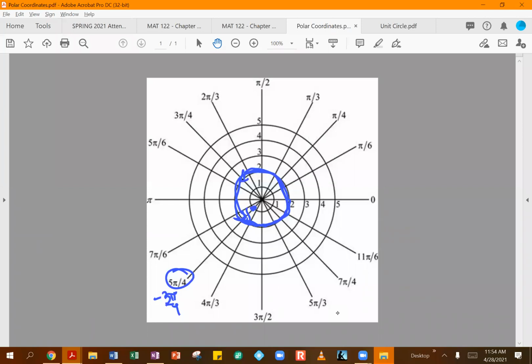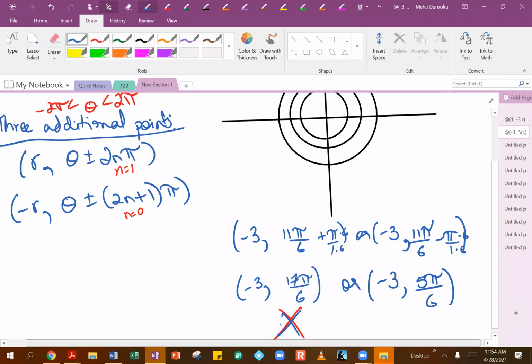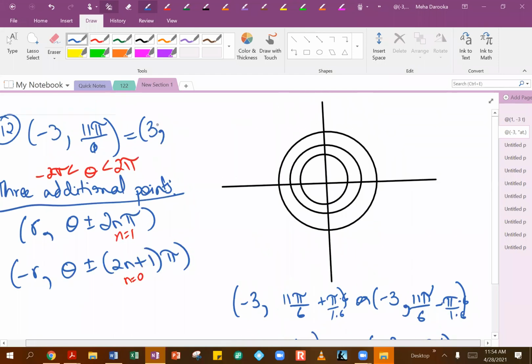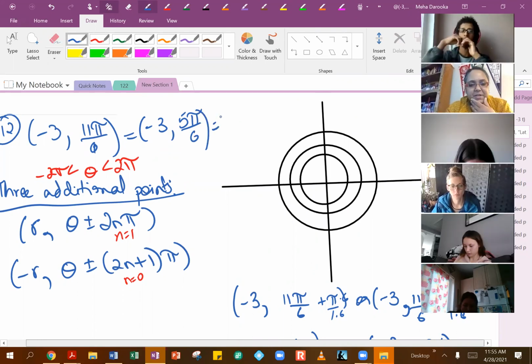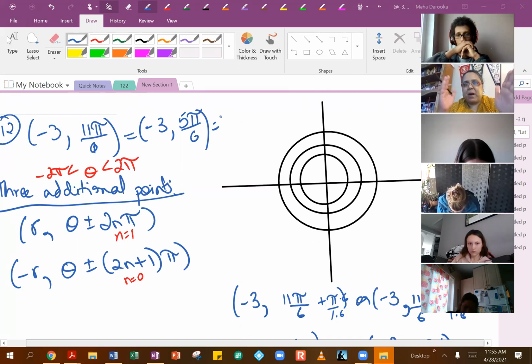And you will see when you are adding or subtracting that pi, it basically makes you move the graph 180 degrees. So at 5 pi over 6, you actually end up over here. So that's going to be one of your equivalent angles, -3, 5 pi over 6. What other two interpretations can we have for the same ordered pair, staying within those angles of -2 pi and +2 pi?